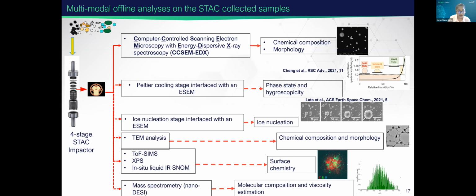sulfur. Lastly, the stack collected samples can be analyzed with the mass spectrometry platform, for example, the NanoDaisy. The mass spectrometry platform gives us the molecular composition and viscosity estimation. So here you can see the mass spectrum of a sample, and the mass spectrometry capability will be discussed in detail in the next part of the webinar.